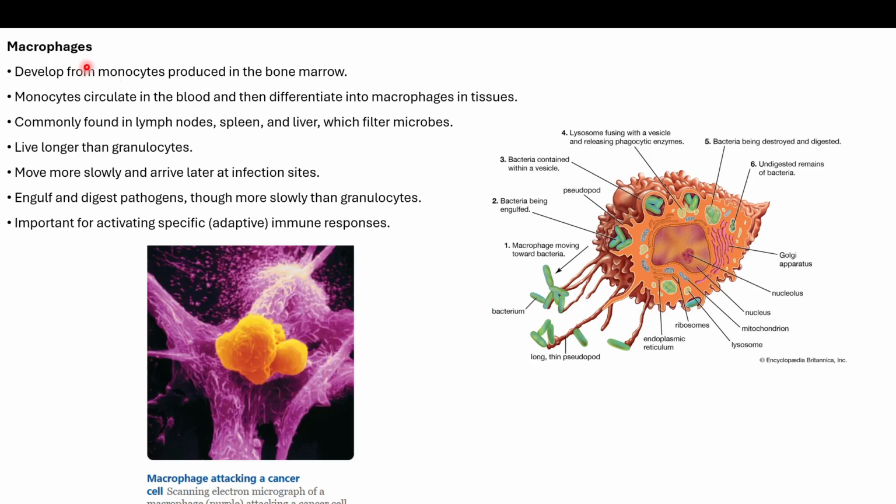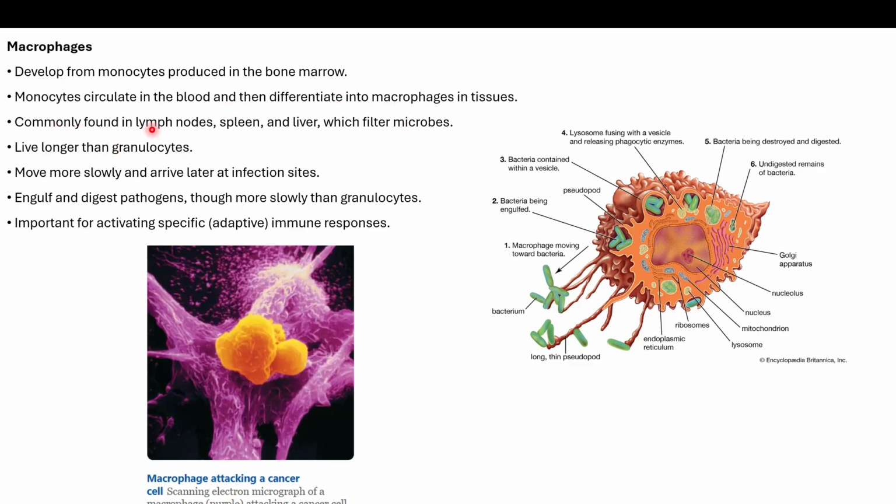Now, if we talk about the first one, it was microphages or granulocytes. Then comes macrophages, which are a little bigger, and these develop from monocytes produced in the bone marrow. So monocytes circulate in the blood and then eventually differentiate into macrophages in tissues.